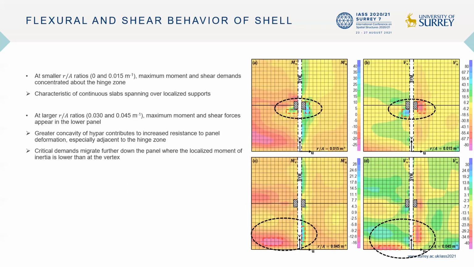The distribution of maximum moment and shear demands is further explored. At small levels of warping, maximum demands are located about the hinge zone. This reflects the behavior of continuous slabs spanning over localized supports. However, as the level of warping increases, critical demands shift towards the lower panel due to the umbrella's increased resistance against deformation. This is especially the case around the vertex.